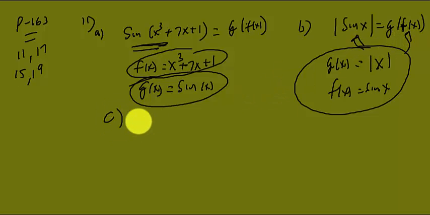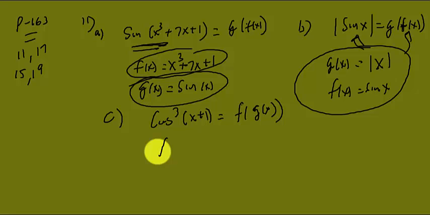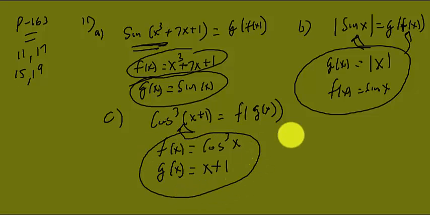Okay, C. You're given cosine cubed of x plus 1. Let's call this one the other way. Let's go f of g of x. Then my outside function f of x, I can call cosine cubed of x, and call g of x to be x plus 1, and when I combine these two, I'll get that.